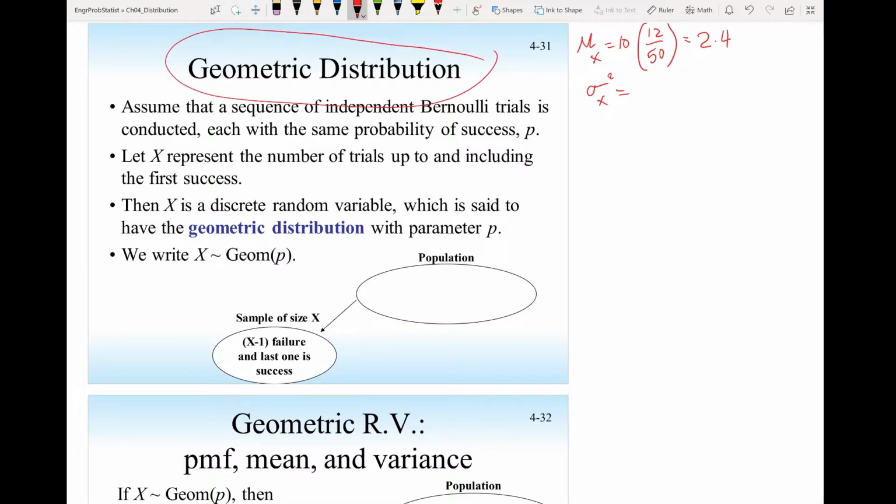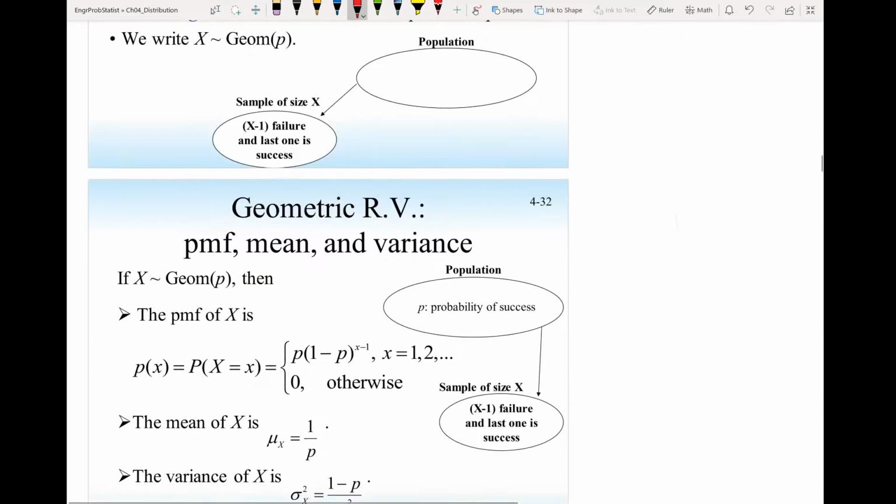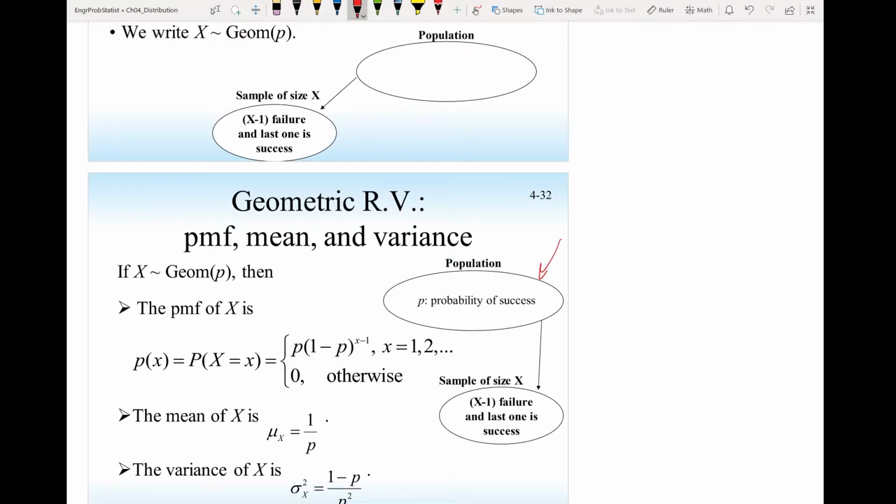And the geometric distribution, now the population is large. So the item I selected here, first, second, won't affect each other. So you can think of it as a Bernoulli trial. But X here that you are interested in is how many times you will conduct the experiment, or keep pulling items from this population until you get the first success. So you will just keep pulling until you get the item of interest.